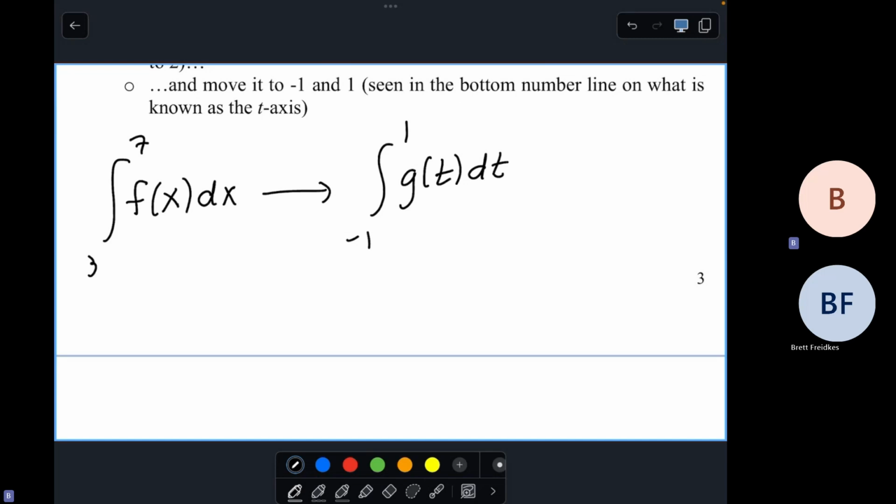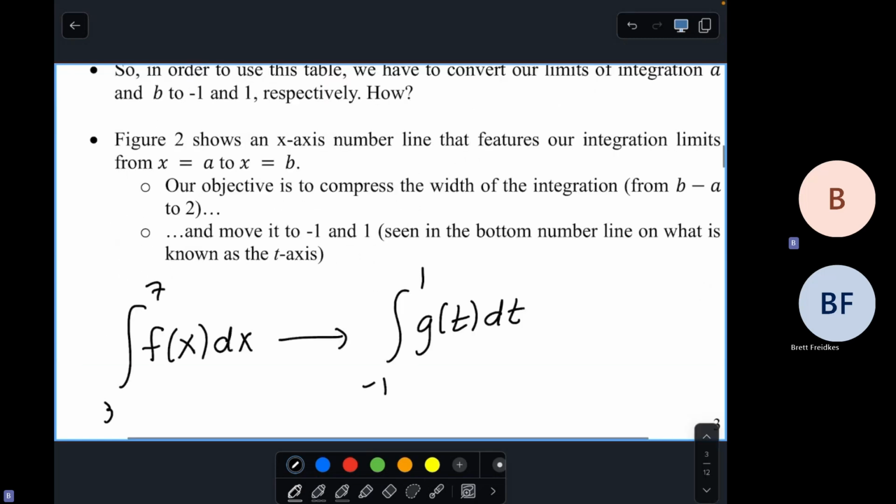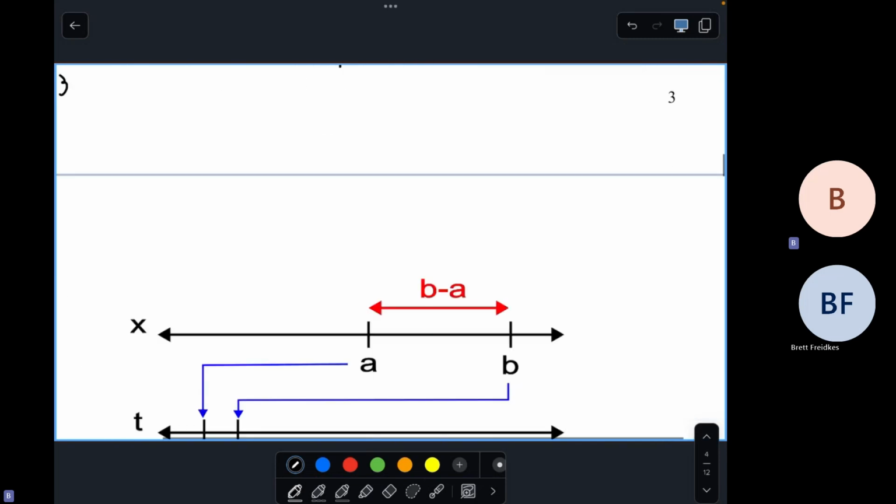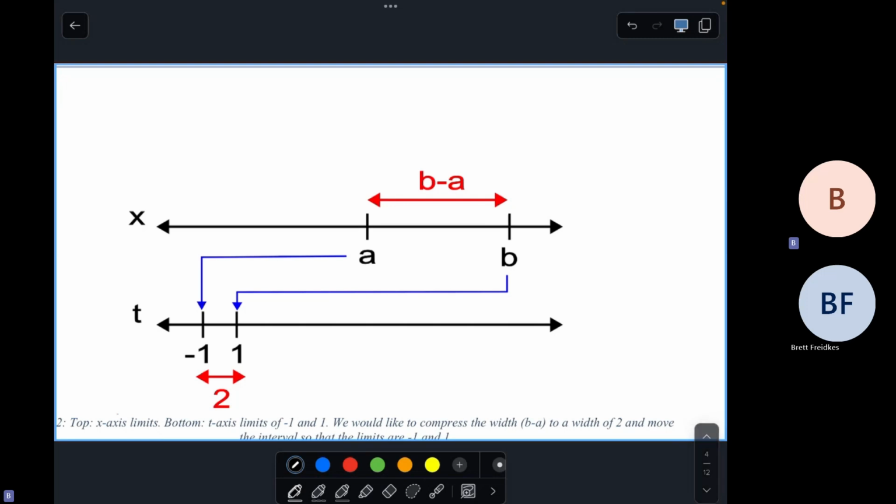Thumbs ups. Okay. So how do we do that? Well, let's think about a graph. First off, if I give you bounds between a and b, the distance between those bounds is b minus a. I need that distance to be 2, right? -1 to 1 has a distance of 2. A to b is some arbitrary thing. It depends on the bounds of the integral you're trying to do. It could be from 12 to 37. I don't know, something random. We need to change that set of bounds to -1 to 1.